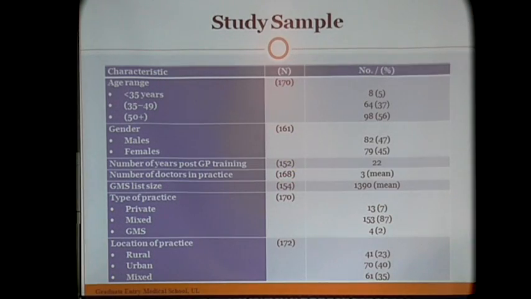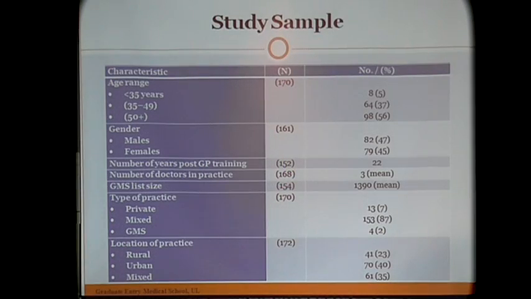So the study sample included mainly GPs in the older 50 plus age range, with only 5% in the 35 age group. 82 males and 79 females took part, and the mean number of years post-GP training was 22. The mean number of doctors at a practice was 3, and the majority of GPs worked in mixed practices, treating both GMS eligible and private patients.